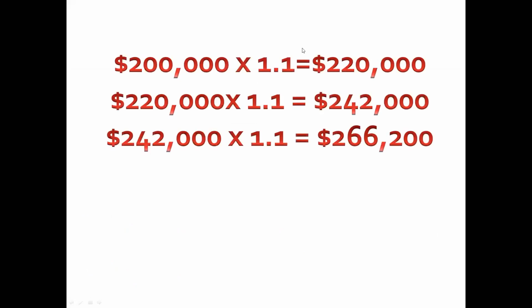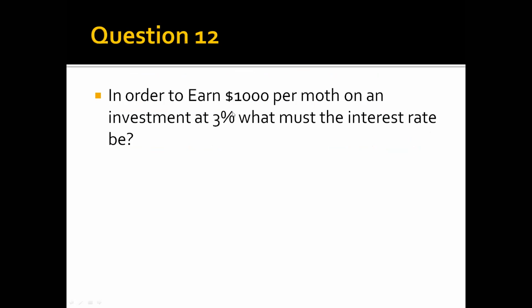Okay. Now, I did it by 1.1. That's the same thing as finding out what 10% is and adding it. It's the same number. It's 220. You guys can do it either way you want. I recommend that you get comfortable with math, because you need math to do real estate. All right, last question.